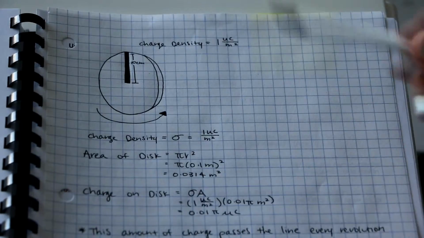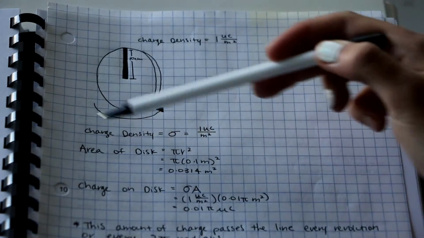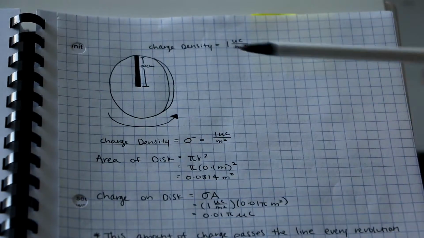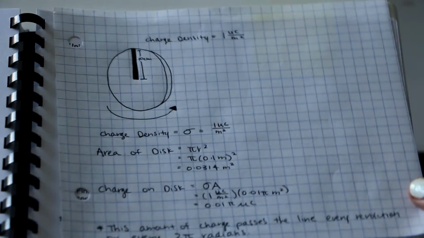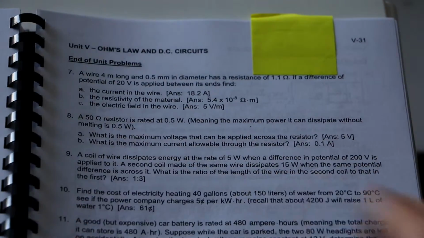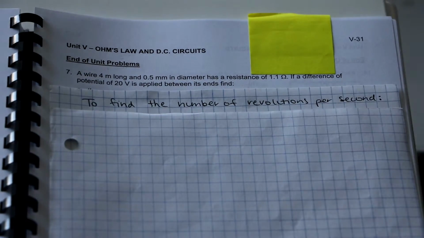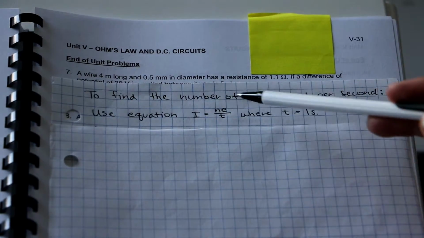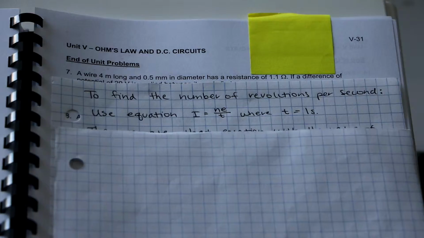So again, just looking at this diagram, they want to find the angular speed of the disk through this line, and to find that you have to have the charge that passes through the line every revolution. So that's what we just found. Okay, and going on to the next part, to find the number of revolutions per second, you have to use the equation given of I equals N E over T, where T is 1 second, because they say it takes 1 second for the disk to complete a full revolution.